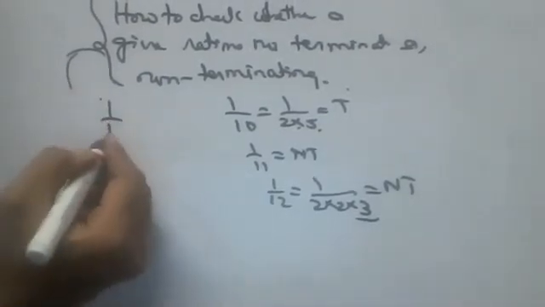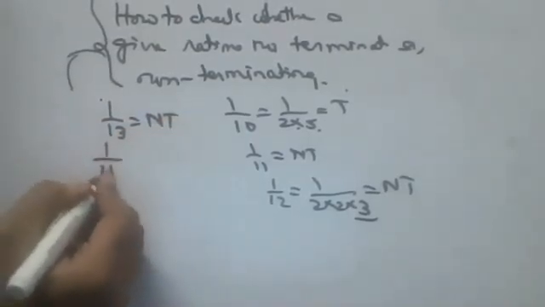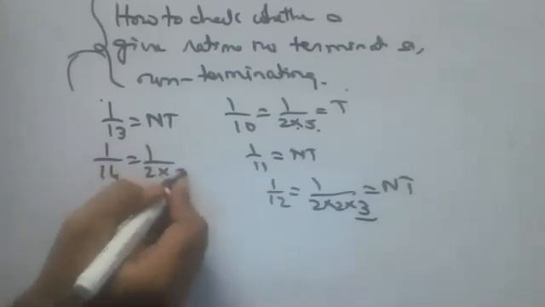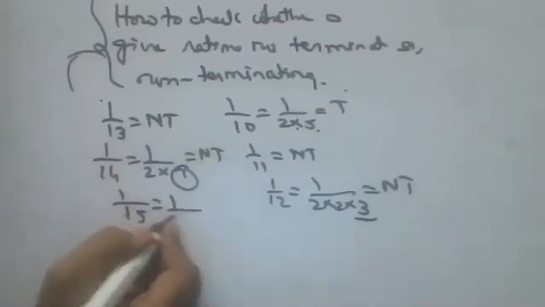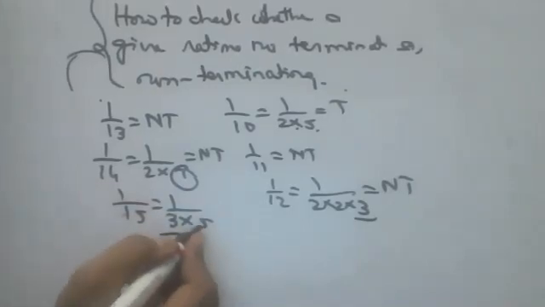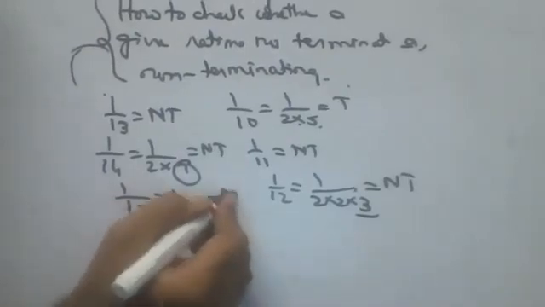Don't worry, children. 1 by 13, non-terminating. 13, what are its prime factors? Nothing. 1 by 14, prime factorization, 2 into 7. Another number is there, non-terminating. 1 by 15, 1 by 3 into 5. 3 is there, 5 should be there. 5 must be there, but 3 is there apart from this, so non-terminating.